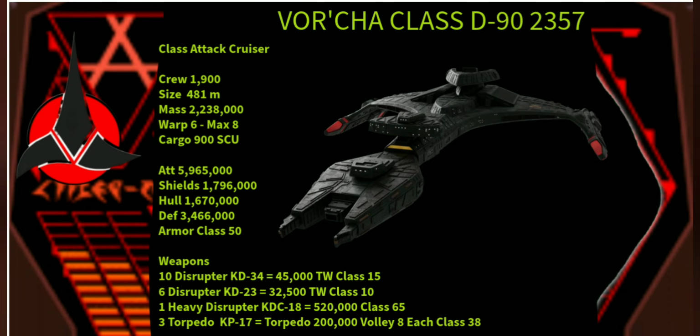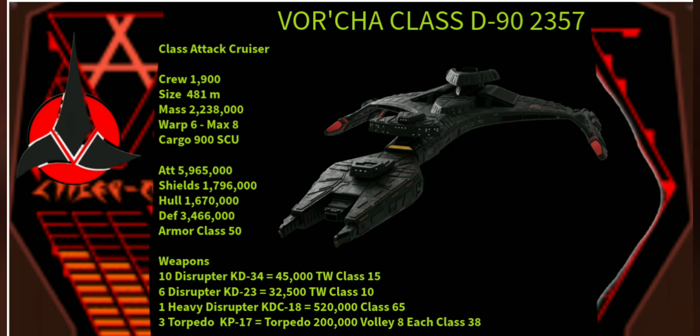Okay, so we're going to look at the Vor'cha class. We've got some additional data points added to the Vor'cha class. It's got an armor class of 50, so we've increased the hull slightly to 1,670,000. I didn't change the shields, so the full defense is 3,466,000.